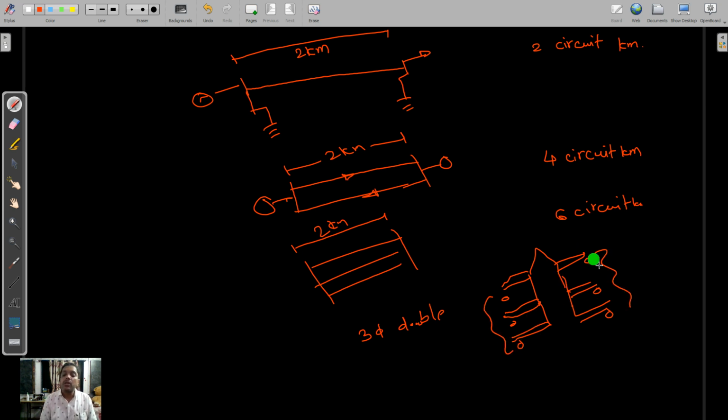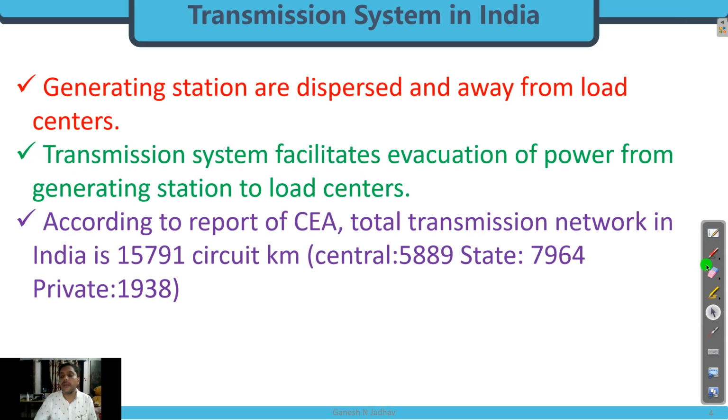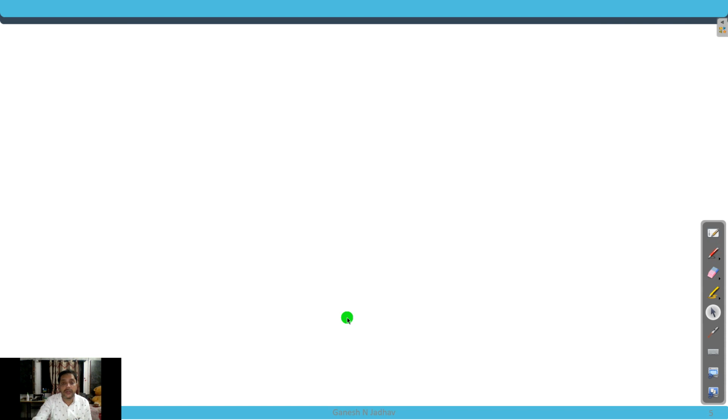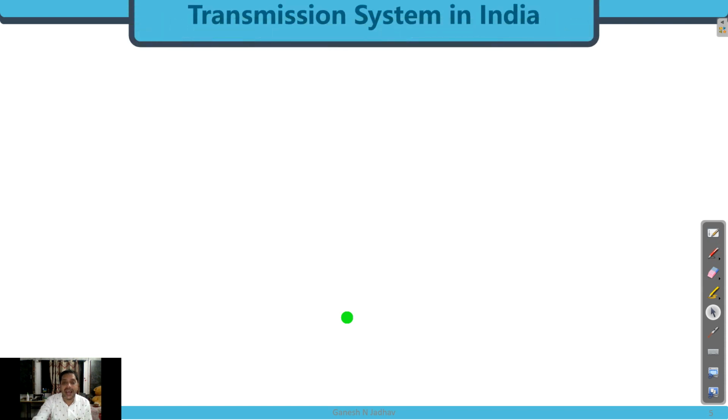Okay, so in this case the total kilometer is considered as the 12 circuit kilometer. So please understand this terminology, circuit kilometer. This is a very important term in the power system. According to CEA, such network is 15,791 circuit kilometer. So let's see on the map.